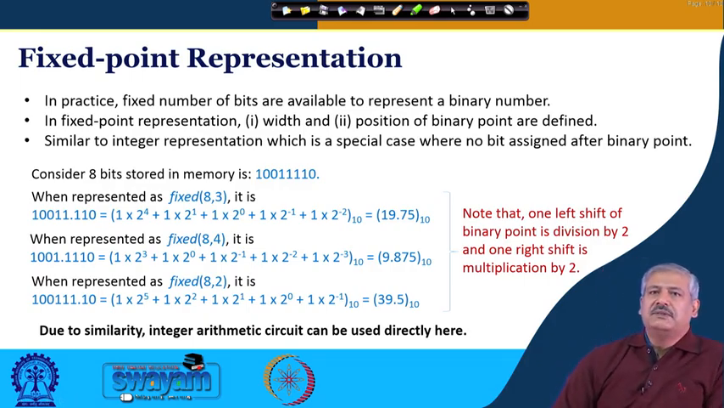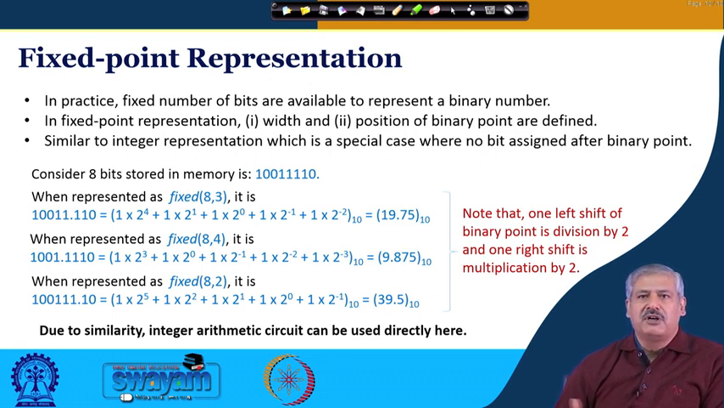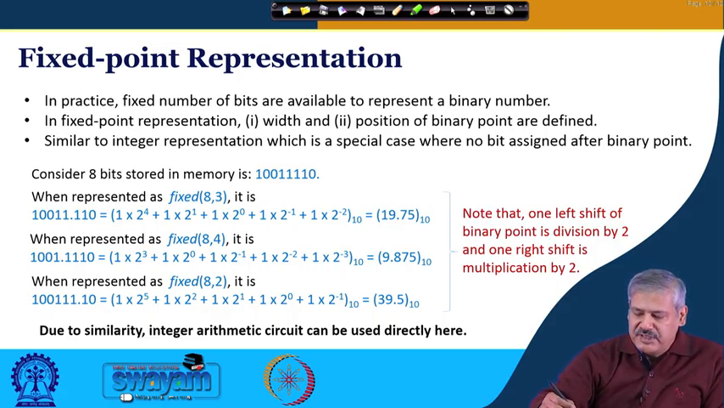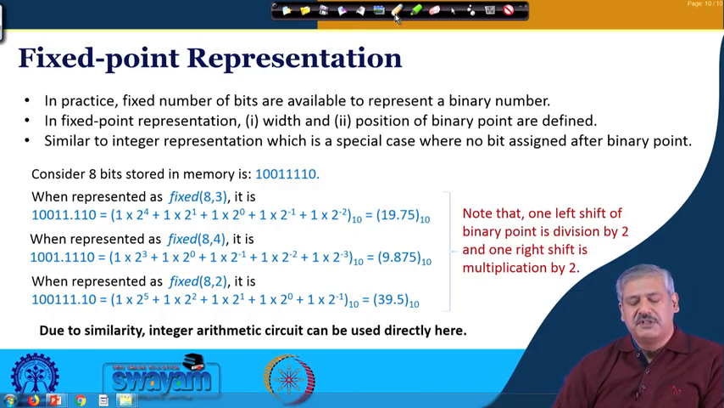Having noted this, also note that especially for the fractional part, you do not have all the number of bits that is required to get the kind of precision that you require. So, in actual practice you will have a fixed number of bits available to represent a number. With this fixed number of bits, in a representation which is called the fixed point representation of numbers, the width, that is the total number of bits available to represent the number, and the position of the binary point are defined.